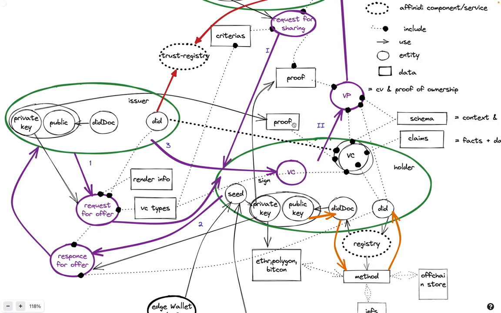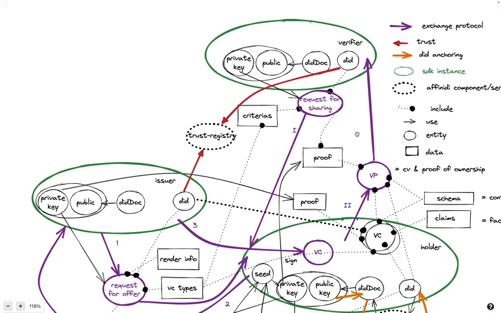And the most important part is the proof, and you see that we have a couple of proofs. So what's the difference between these two proofs? The proof of the VC is the proof of the issuer, so it's signed by the issuer.